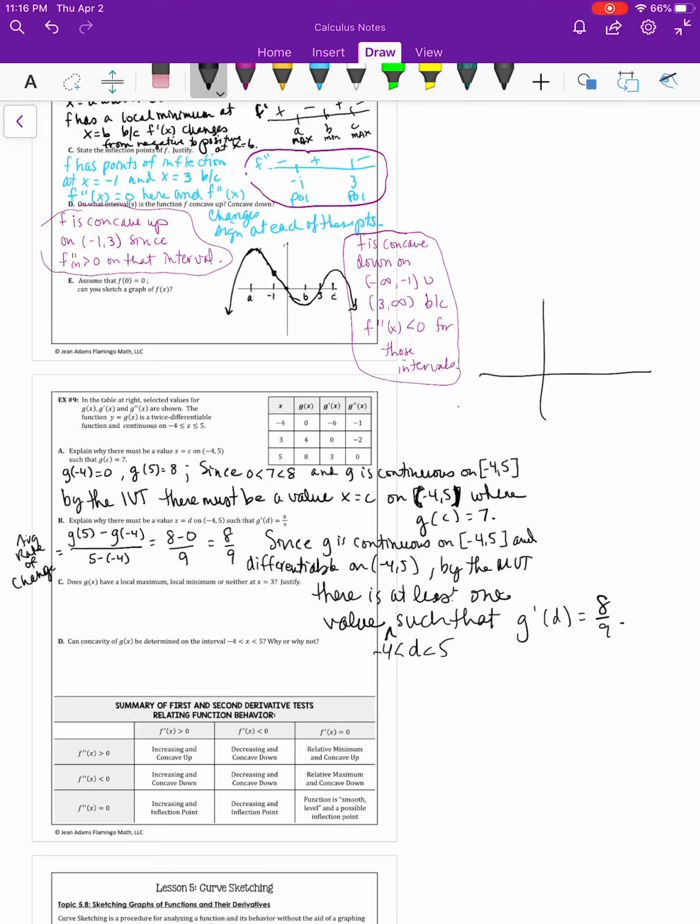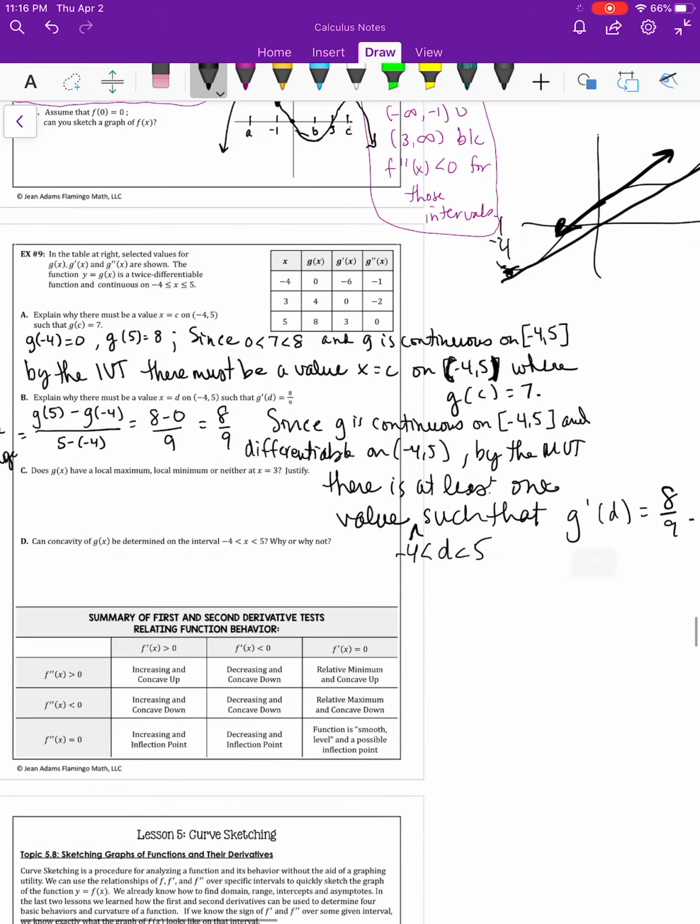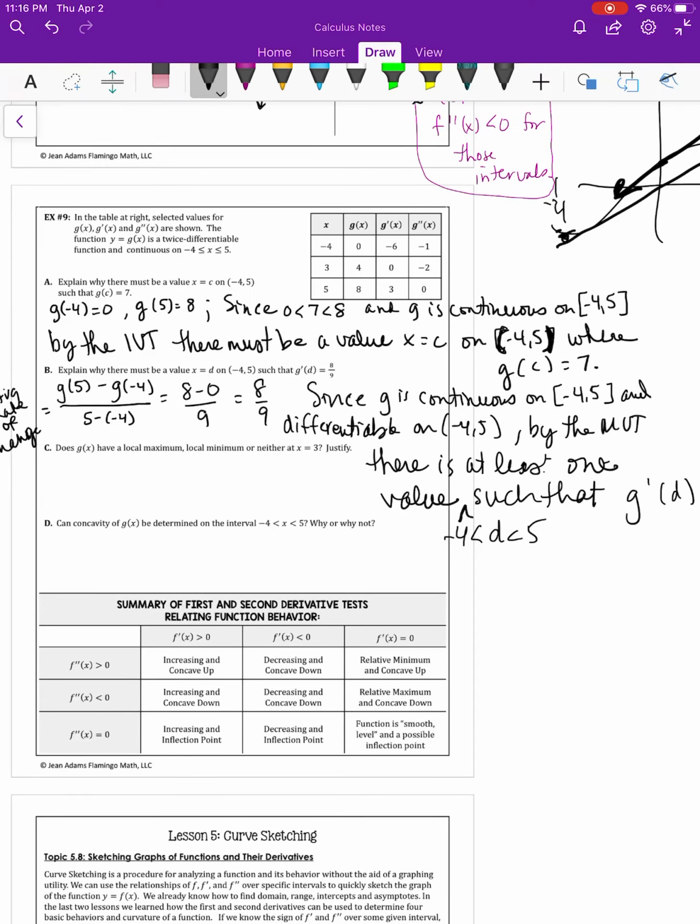Because remember what the mean value theorem says, if I've got some function from -4 to 5, and I say, okay, well, here's my slope of my secant, what the mean value theorem is saying is, if it's continuous and differentiable, there's going to be some equation of the tangent line that's parallel to that, so that the slopes would be the same. Okay, and then part C, does g of x have a local maximum, local minimum, or neither at x equals 3 and justify?